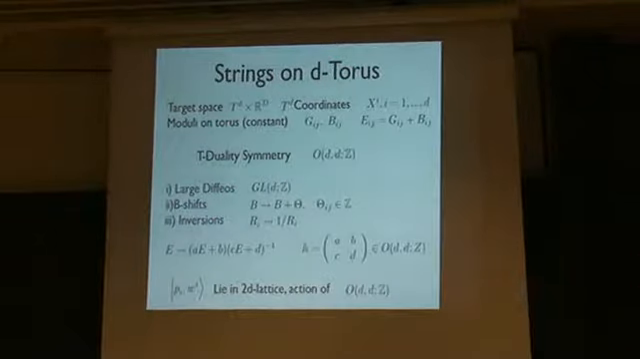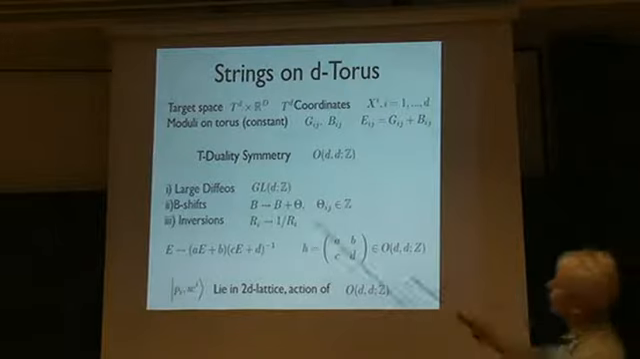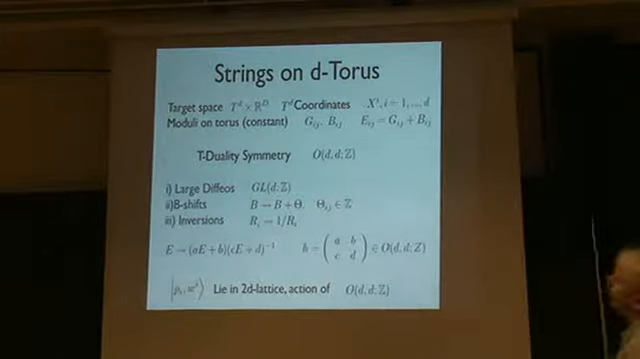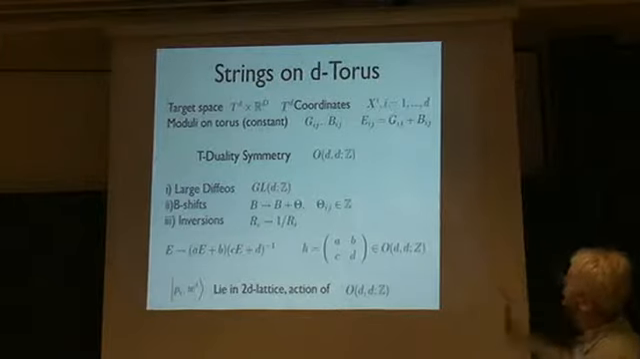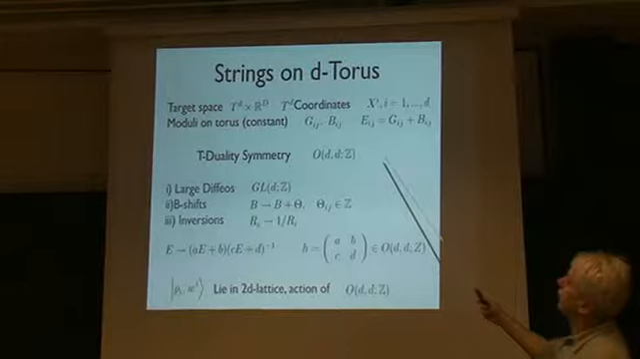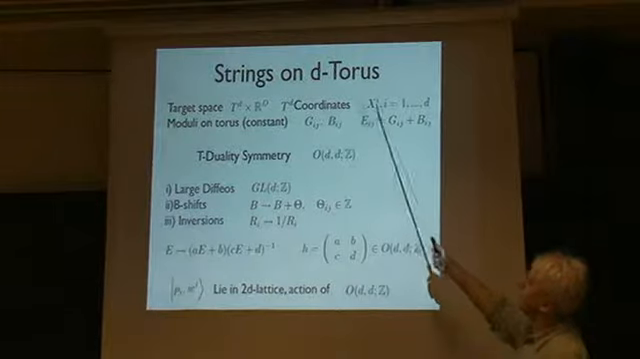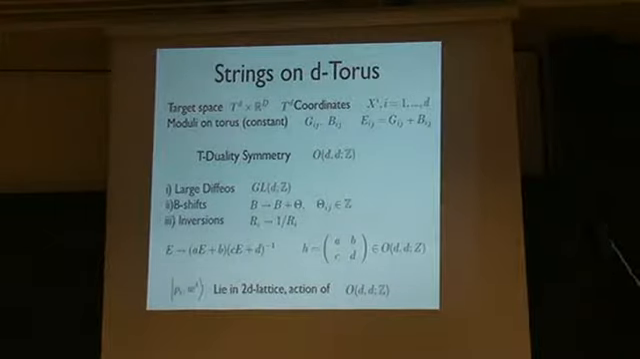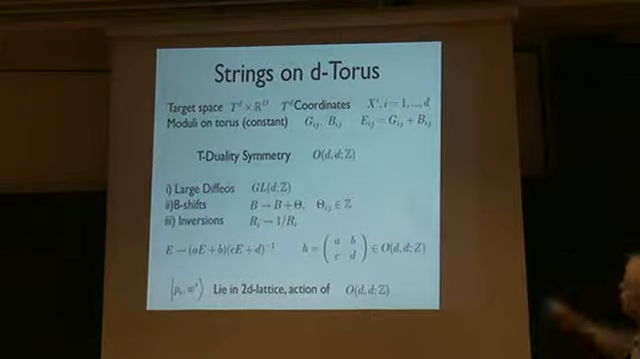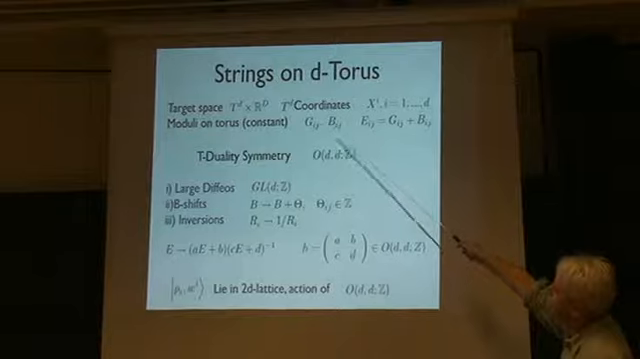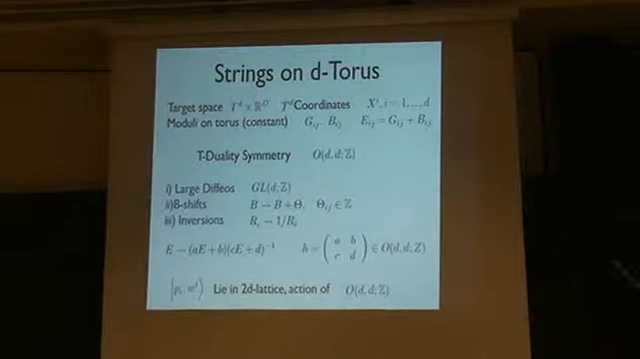This extends to strings on a d-torus. If we take a target space which is a product of a d-torus with periodic coordinates xi, then instead of having just a single radius for a single coordinate, we've now got a constant metric on the torus, which incorporates all the radii of these circles and the angles between them, and a background B field, which we will also take to be constant. These combine into a tensor which uses the symmetric part as G and the antisymmetric part B.